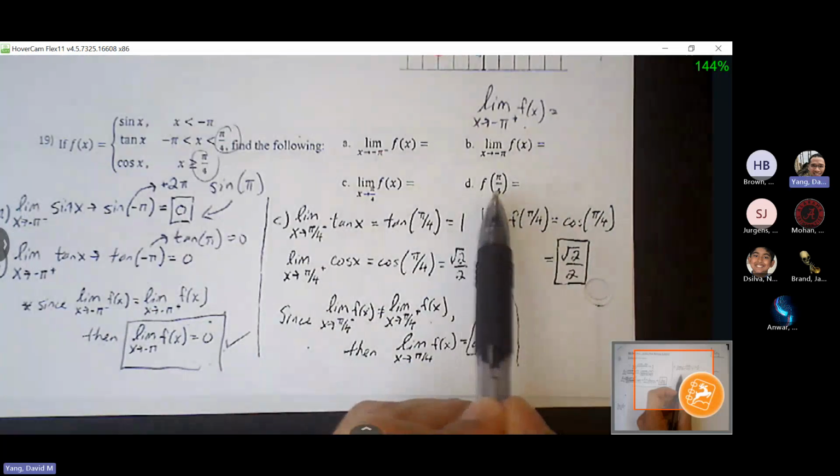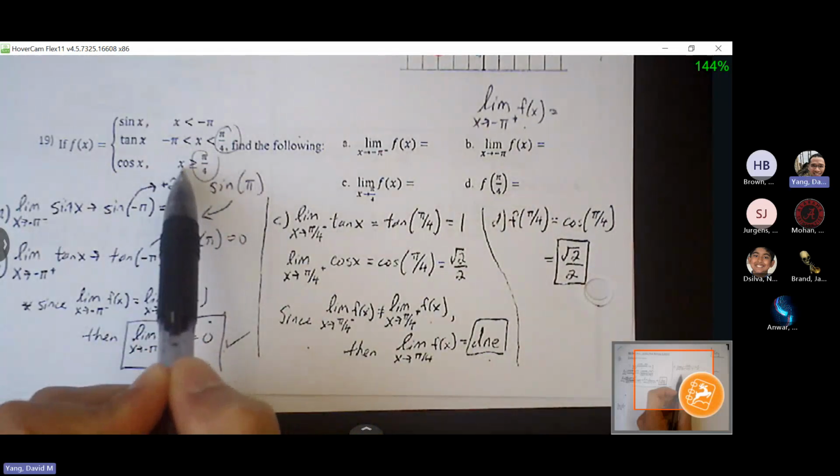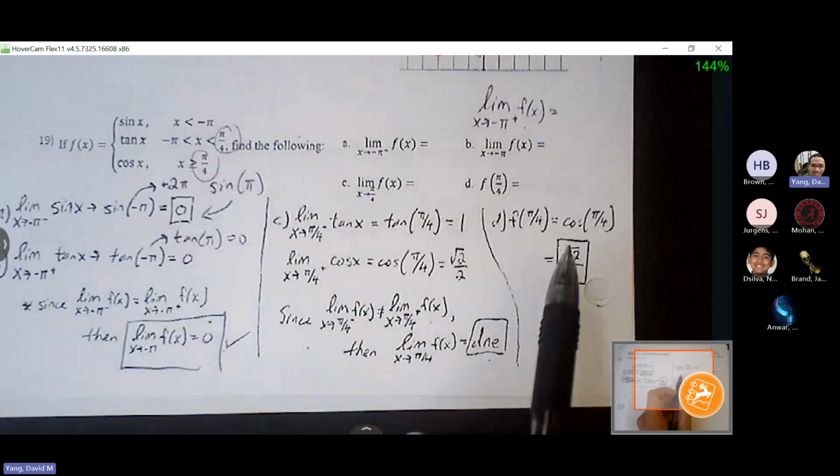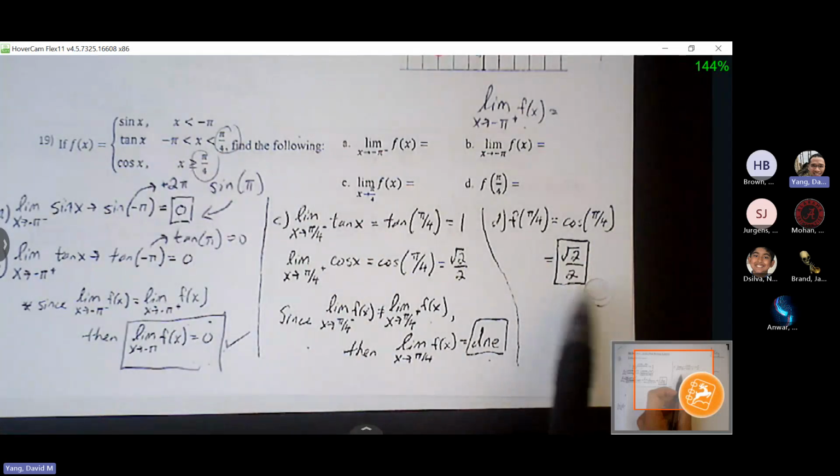Part D is only asking for the ordered pair. The ordered pair is defined with the last piecewise because of the greater than or equal sign there. So pi over 4 goes in for x, goes down to cosine of pi over 4, which is root 2 over 2. So that's our y value.